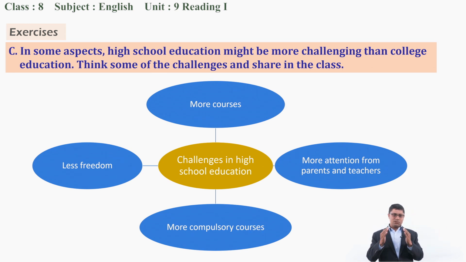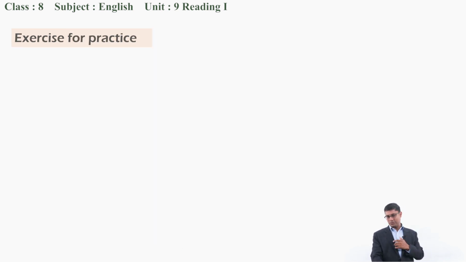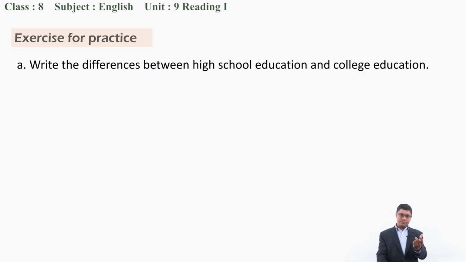Dear students, after discussing this reading text, I am going to assign you some tasks that you will think and do at home. So I have a question for you. 1. See there, write the differences between high school education and college education. This is an assignment. Think, how are high school education and college education different? We have already discussed in the textbook. You can take the reference there and do that.